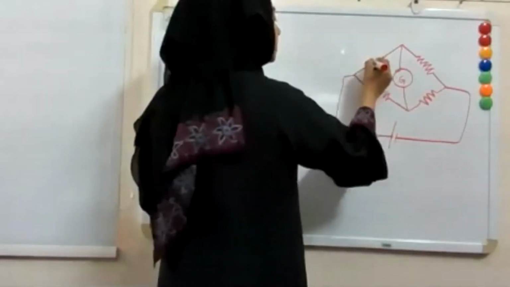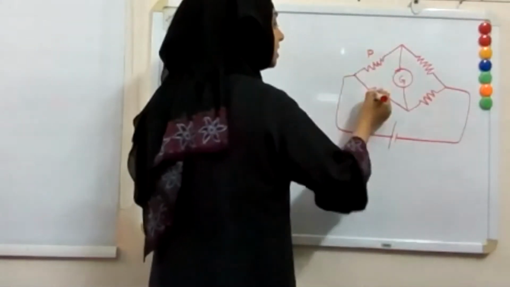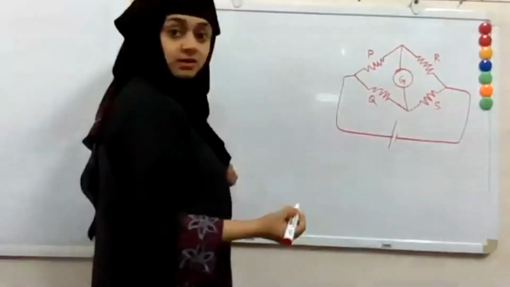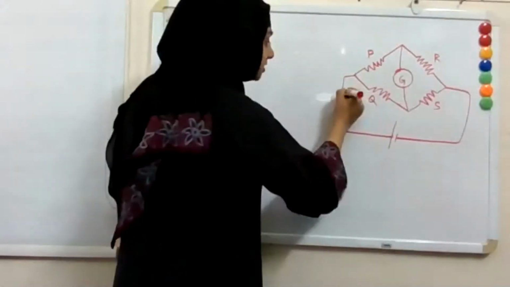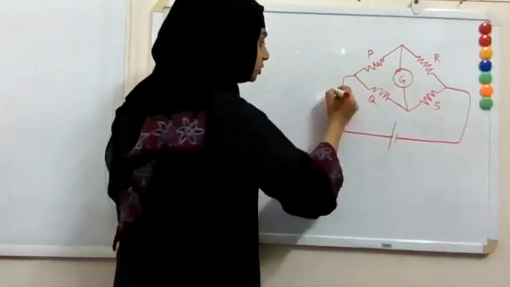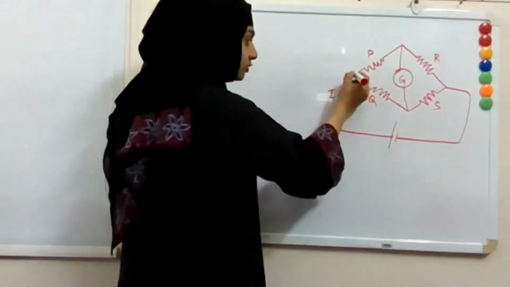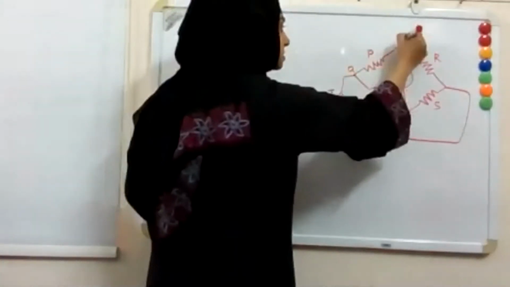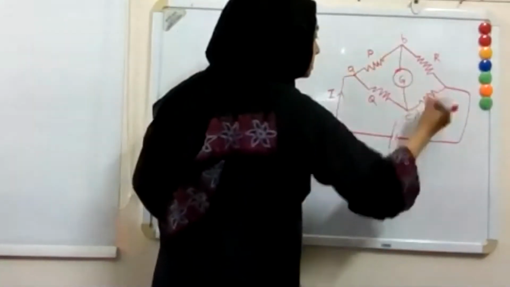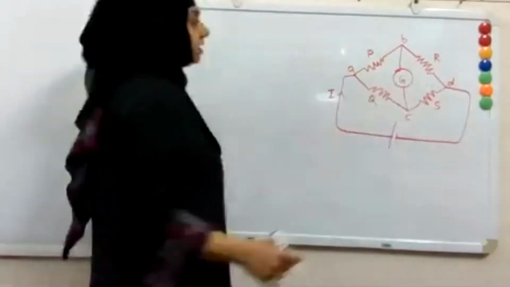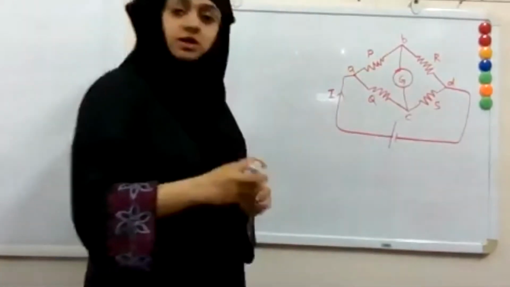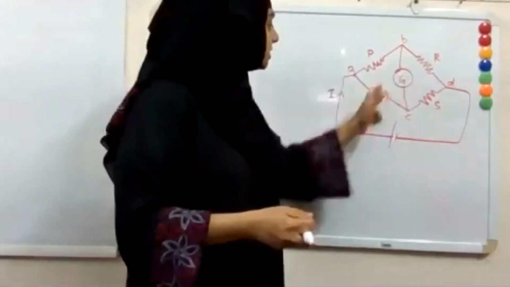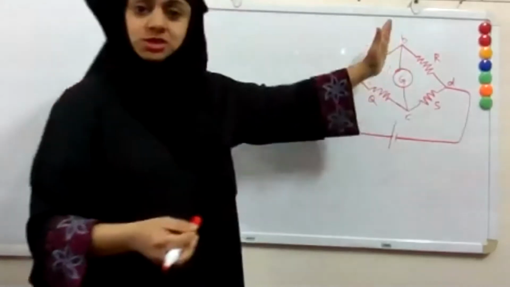Let me name these resistances P, Q, R, and S. Suppose the current flowing through the whole circuit is I. Now the junctions: I name this as a, this as b, this as c, and this as d. You can give whatever name you want. I use small letters so as not to confuse them with the capital letters we use for resistances.